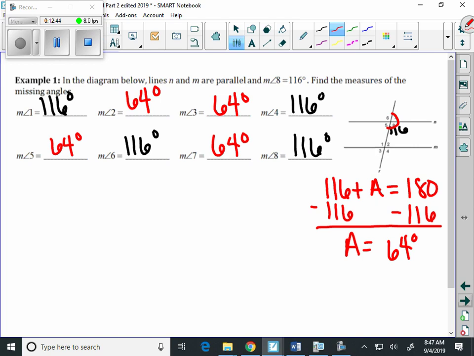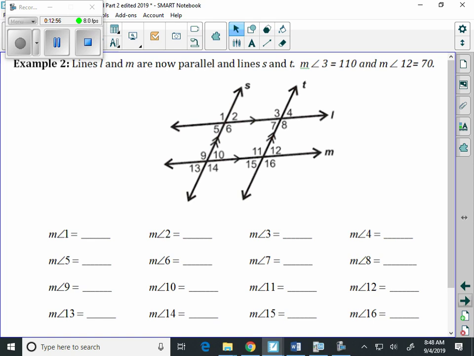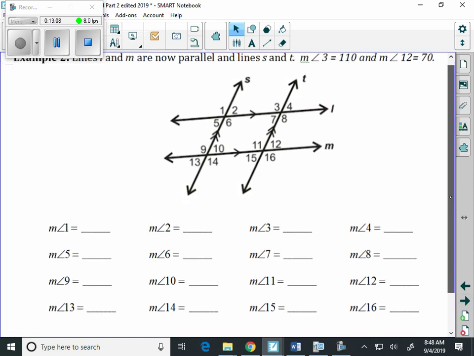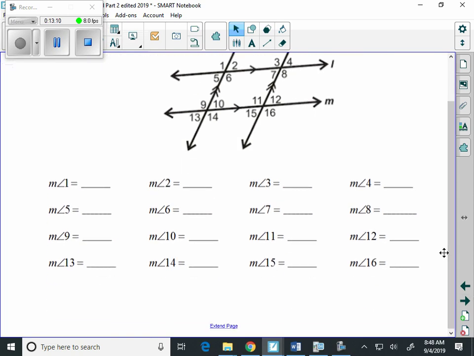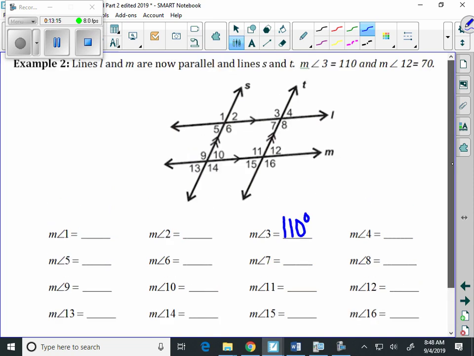We kept this diagram very simple here, but as we flip our page over, it's the same idea, with a little bit more complex picture. We just need to be familiar. Can you identify same side interior? Can you identify alternate interior? Can you identify corresponding? Can you identify alternate exterior? Because what we know right now is that the measure of angle 3 is 110 degrees, and the measure of angle 12 is 70.